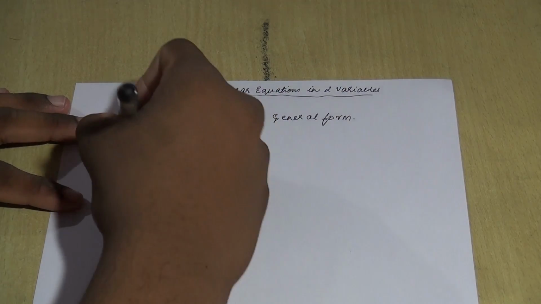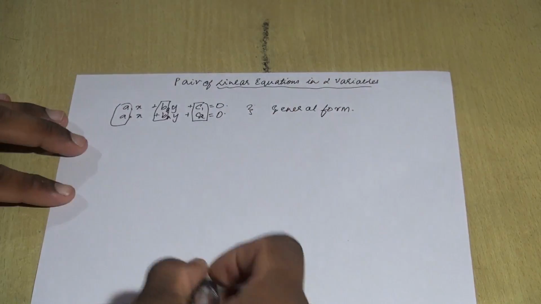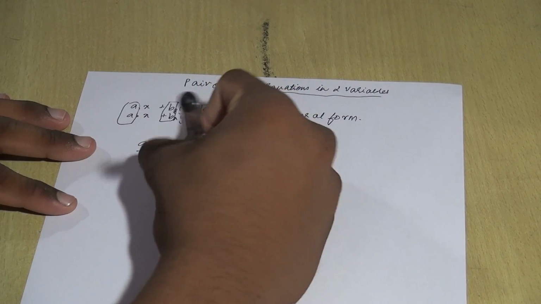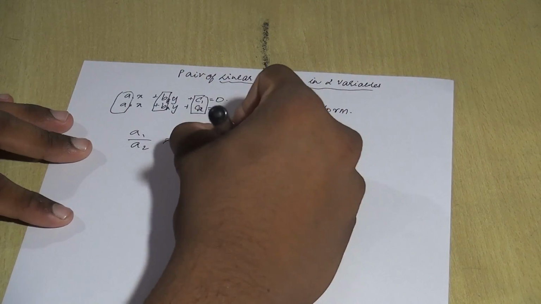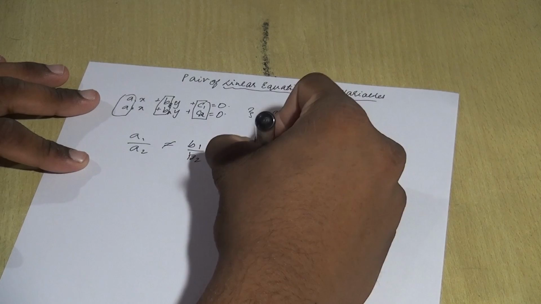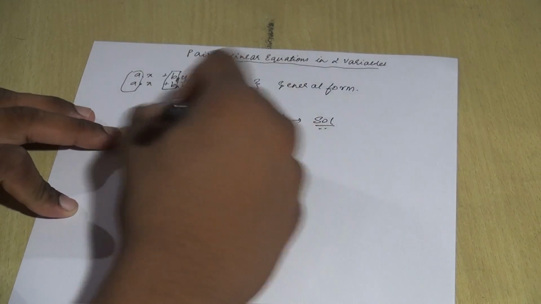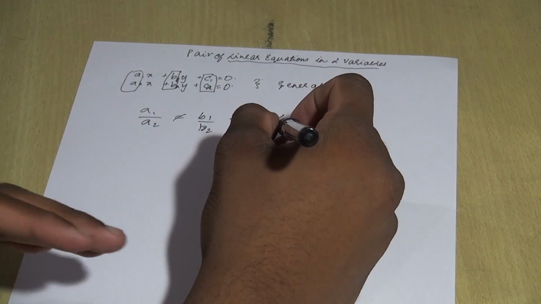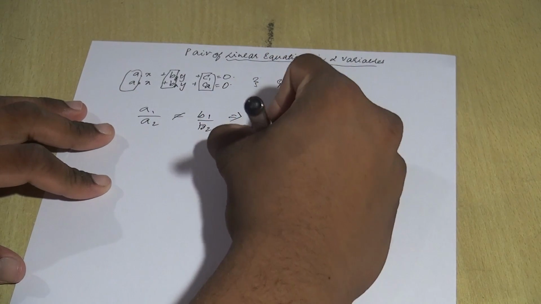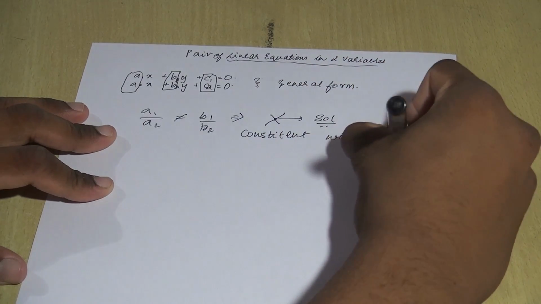For that, we are going to be taking the ratios of the coefficients of each of the terms and the constant. So if a1 by a2 is not equal to b1 by b2, then the lines of these two linear equations intersect at a point, and that point is the solution. So the lines have a unique solution, and this is called consistent. Since they have a solution, consistent with unique solution.